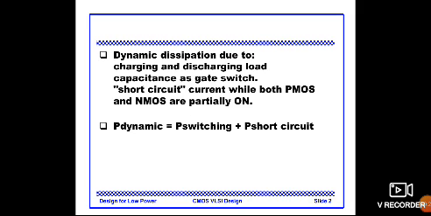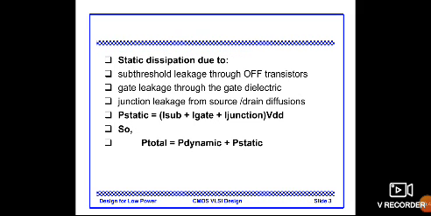Dynamic dissipation is due to charging and discharging load capacitances as a gate switches, and short circuit current while both PMOS and NMOS are partially on, which makes a formula like P dynamic equals P switching plus P short circuit.